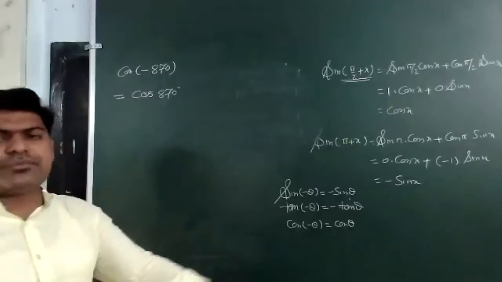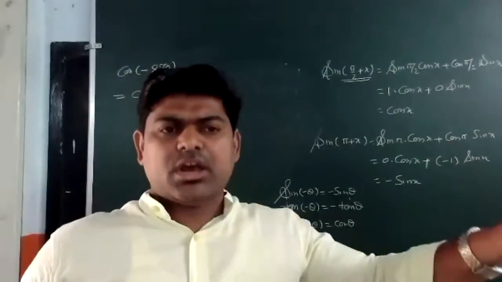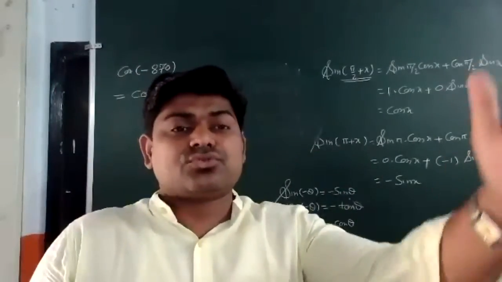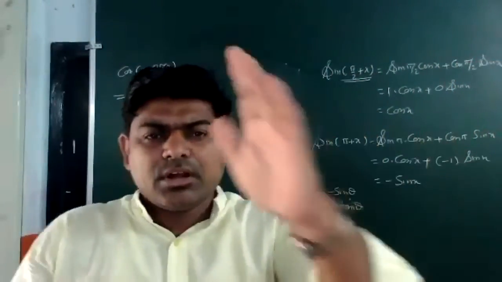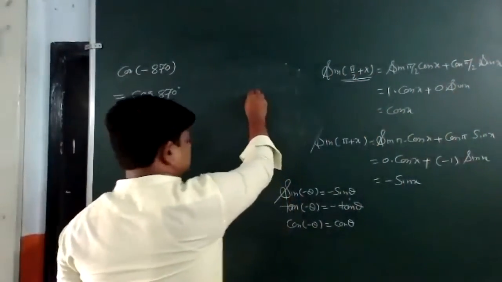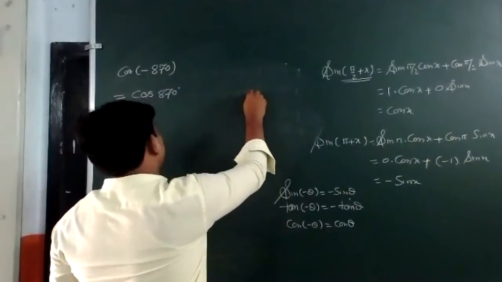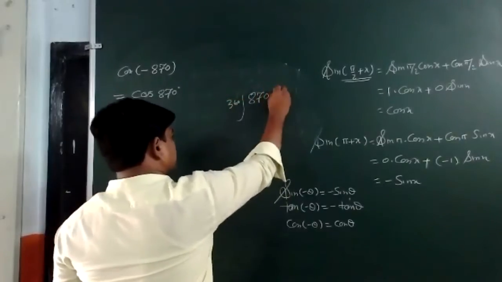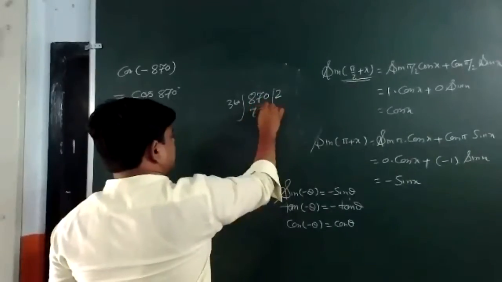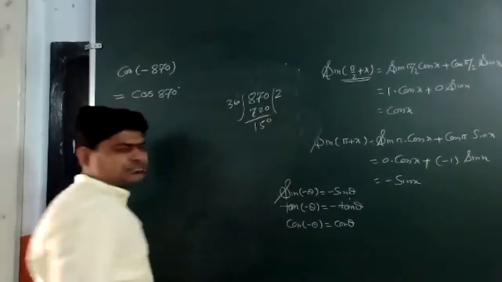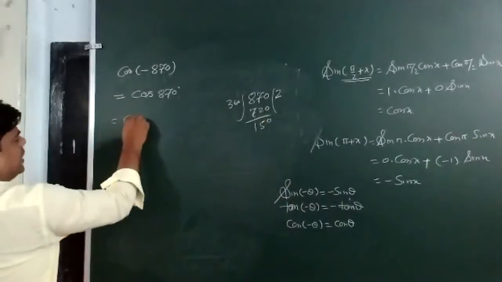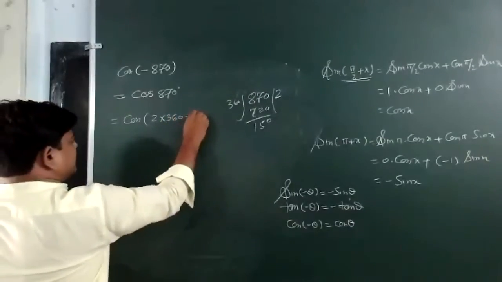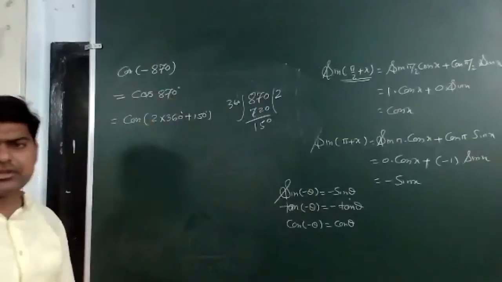If you remember, I told you that if we have a large number as an angle, then we try to write it in the form of 360 into something plus a remainder. Do you remember? In the previous class, in 3.3, I did such a question. 870 divided by 360 gives 2 times, which is 720, then the remainder is 150. It can be written as cos(2 into 360 plus 150). I can write it this way.